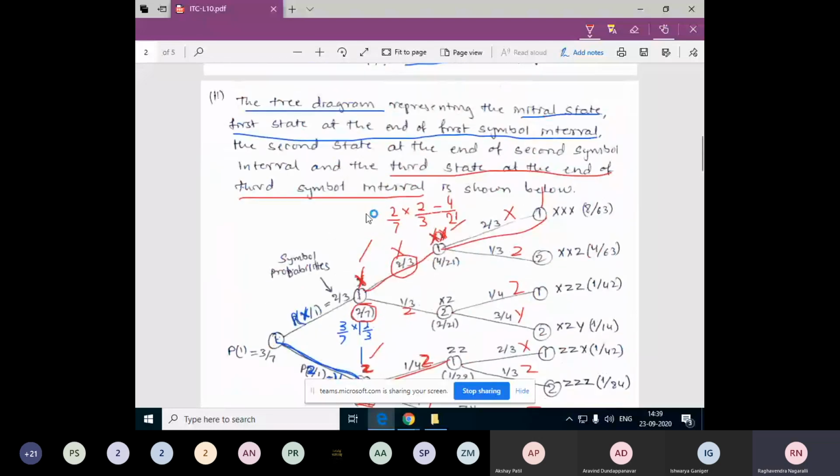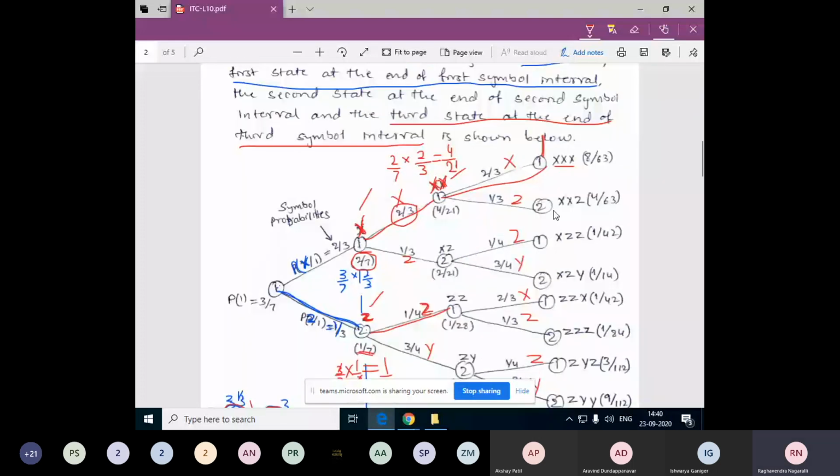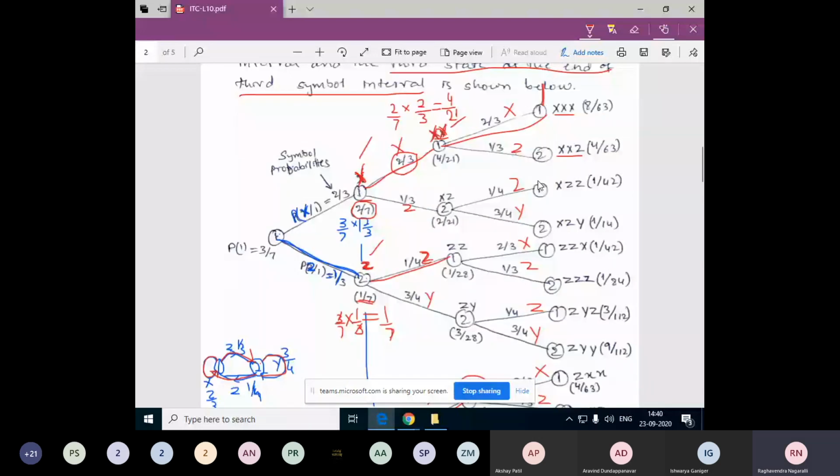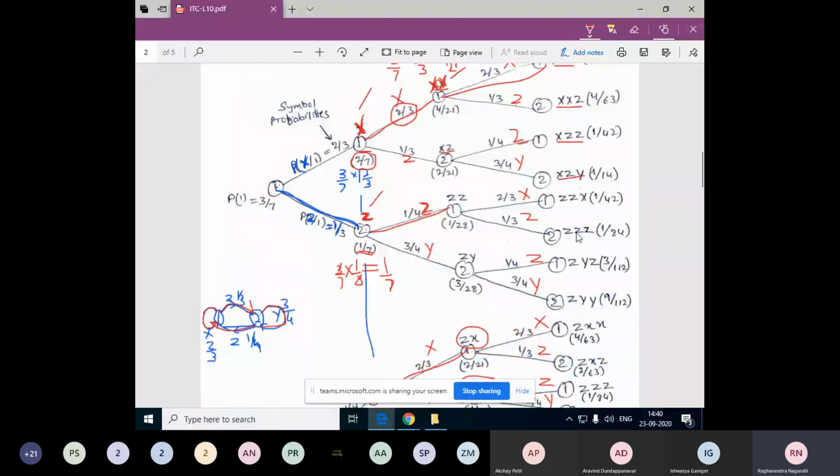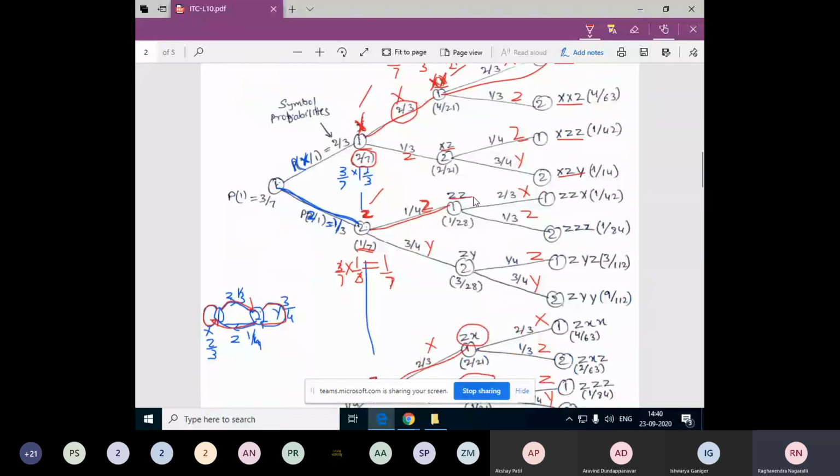So X, X, one more X. X, X, X is the new symbol emitted at the end of this third state. Now coming to this state, which is the symbol that we get? X, X and Z. X, X, Z is the new symbol at the end of this state. At this, X, Z, Z. At this state we have X, Z, Y. At this state we have Z, Z. Here we have Z, Z.